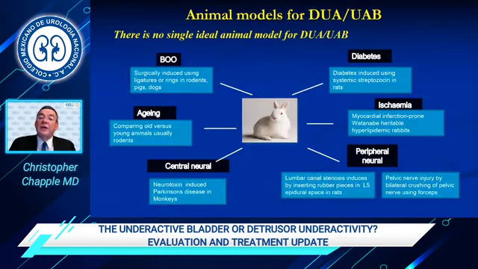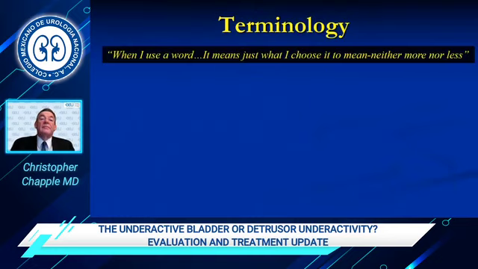The next question is, can you actually produce drugs by using animal models? And I'm afraid the bad news is that no drugs have ever come out of animal models being predictive. And we've got many diabetic models, obstructive models, ischemic models, irritative models, aging models.